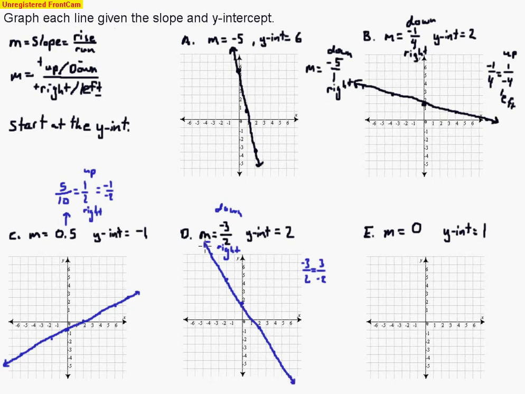So this is a nice method. It gives you a chance to come up with lots of points to draw the line. And it also is a little faster, again, because all you need to know is the slope and the y-intercept.